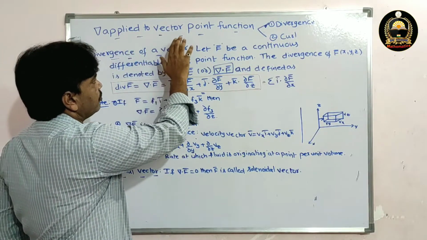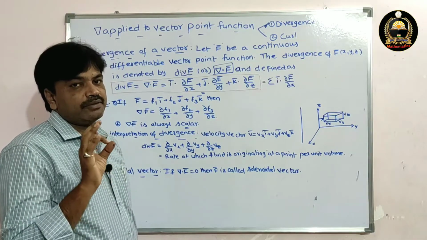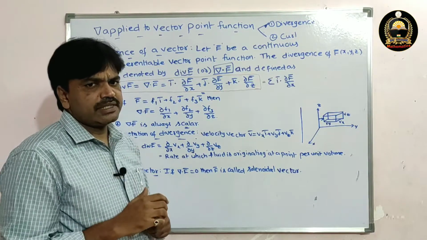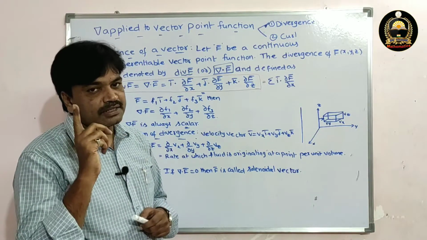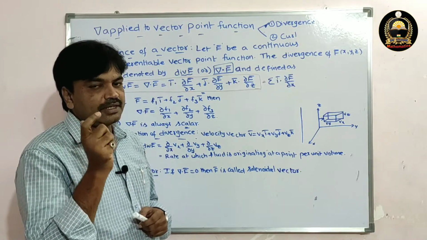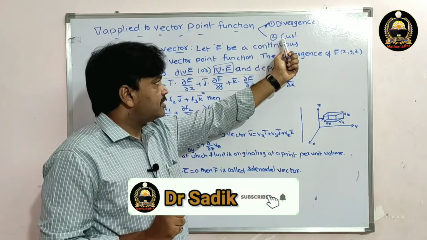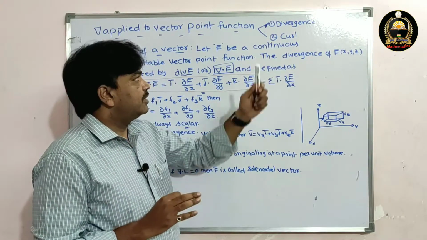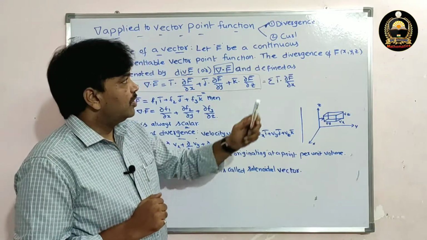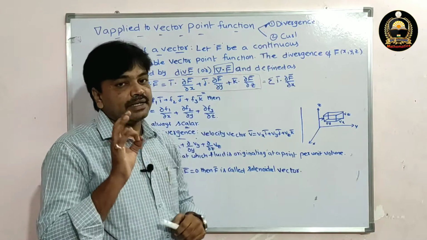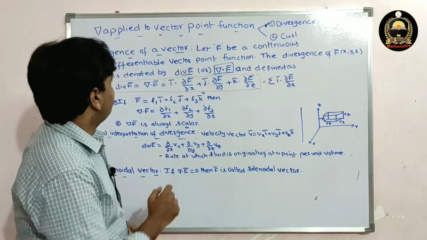Del applied to vector point function. Now in previous classes we discussed del applied to scalar point function, students. There we get gradient. Now here we get divergence and the second one is curl. Important topic, students. Now in this lecture I am going to discuss only divergence. Now let us see the definition, students.